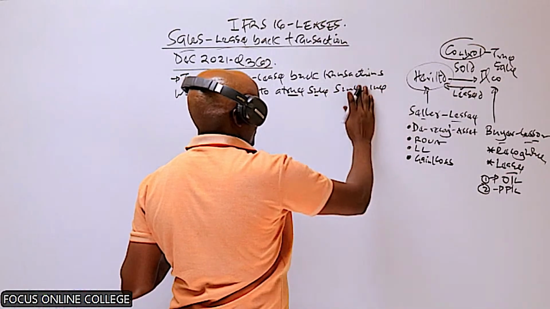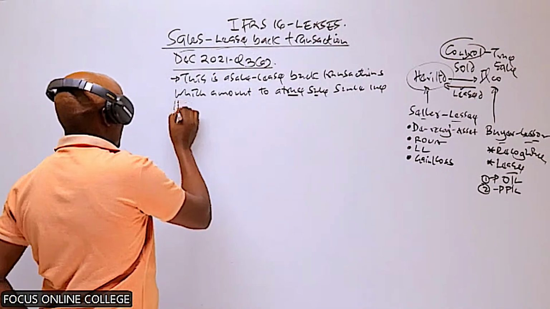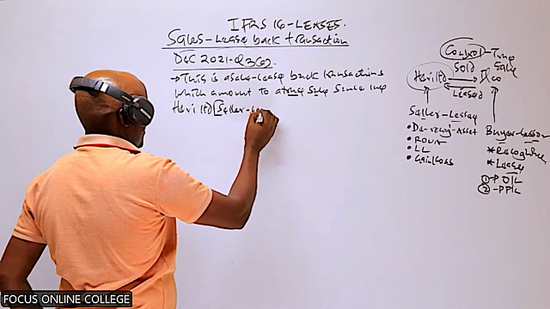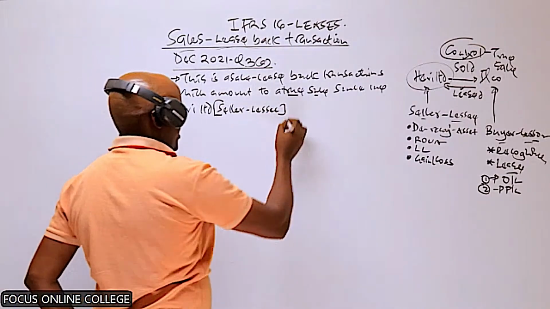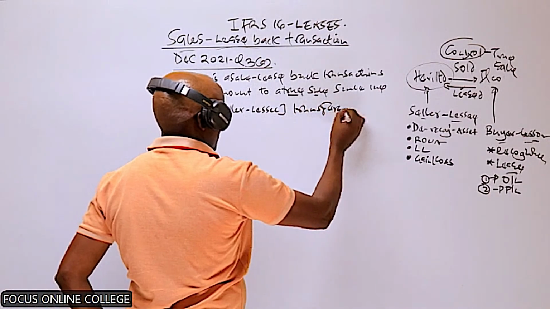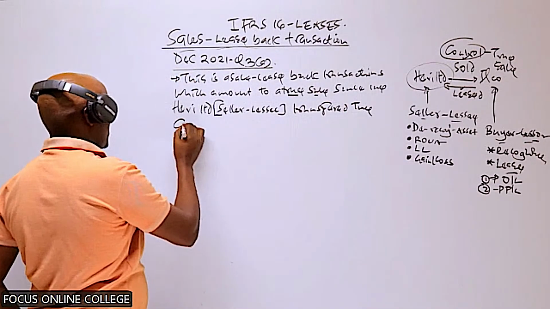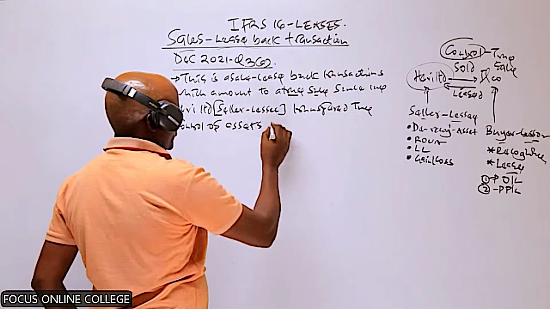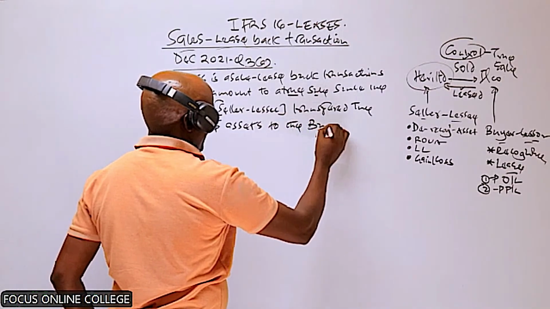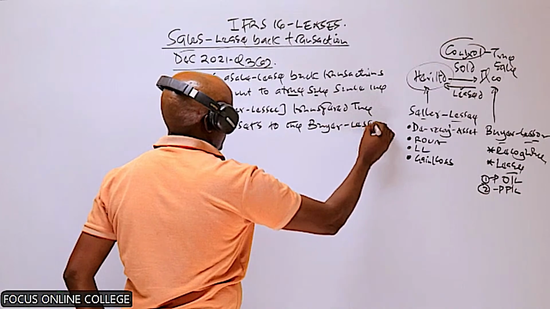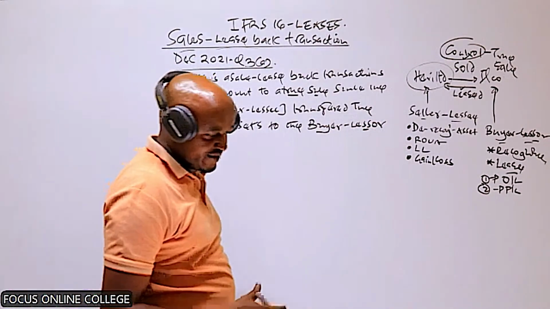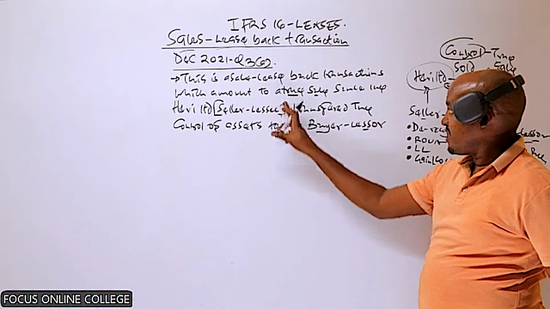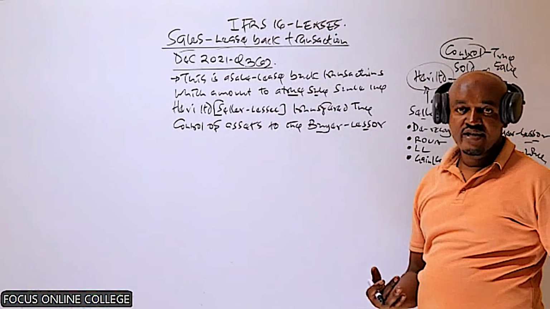Since HNL Limited is the seller-lessee and transferred control of the asset to the buyer-lessor, that is the first thing you needed to know: this is a sale and leaseback transaction, and it amounts to a true sale simply because the control of the asset was transferred.